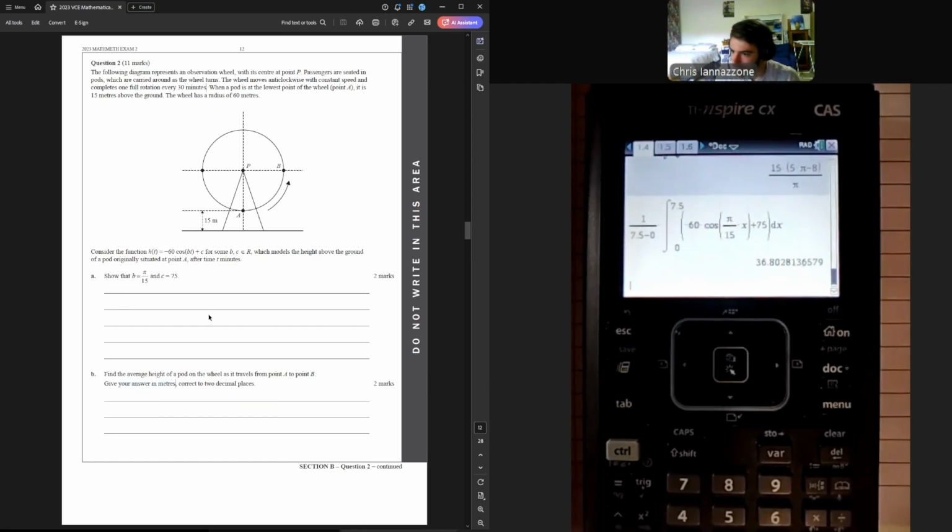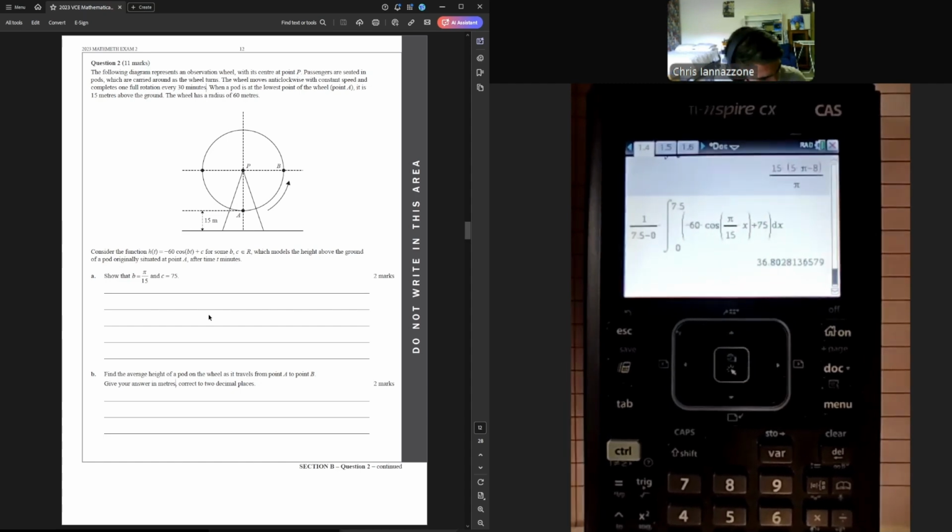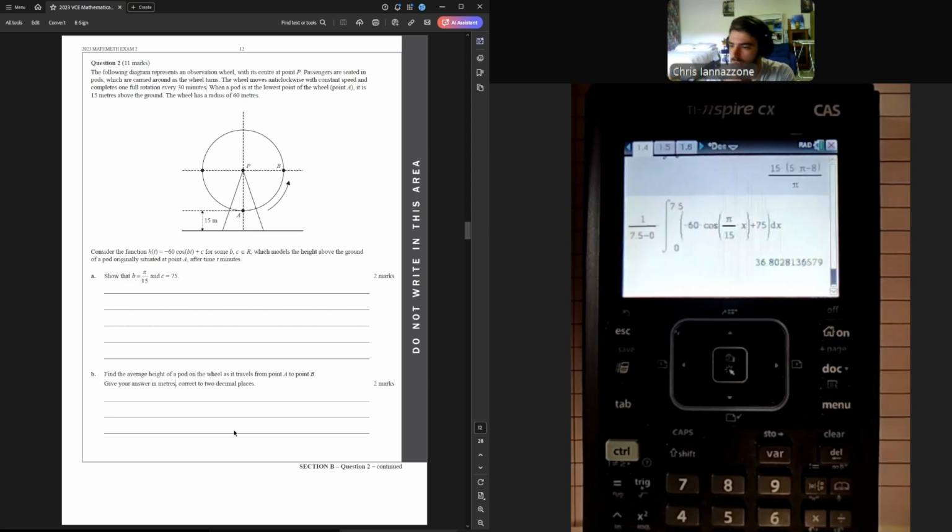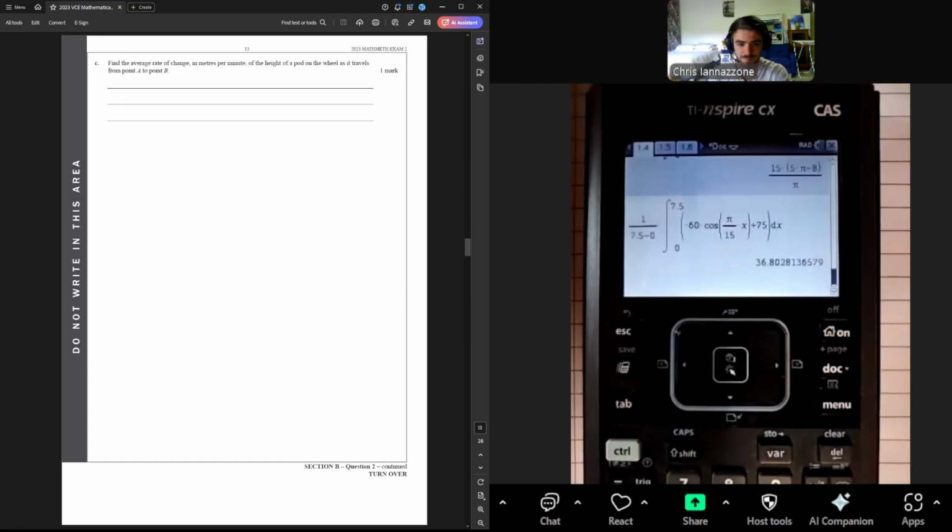So you do 36 point, well, I guess it's 2 decimal places here, isn't it? So it would be 36.80 specifically. In terms of meters, just do a double check to make sure that actually makes sense for the scenario. If 15 meters is here and 65 meters is here, and 75 meters is here, we can say, yeah, 36 is approximately what we're looking for.